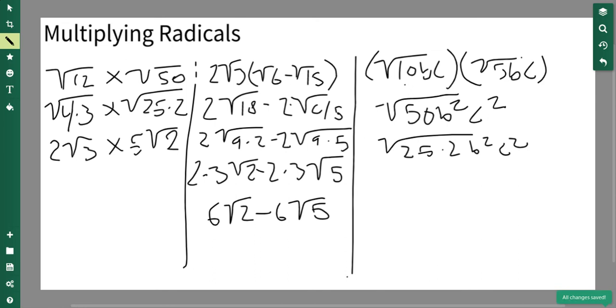And then we simplify again. So square root of 25 is 5. The square root of b squared is b. The square root of c squared is c. And what's left in the radical is 2. So we're done. It's not too tricky.